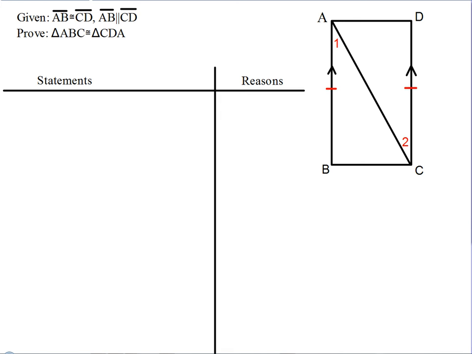We're given that side AB is congruent to side CD, and notice I've already got those congruences marked on my drawing. We're told that side AB is parallel to side CD, and I've already got the parallel arrows in there. What we're trying to prove here is that triangle ABC is congruent to triangle CDA. See if you can crank out a quick strategy for this.